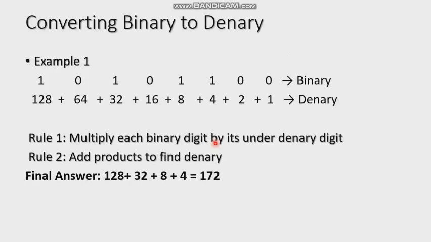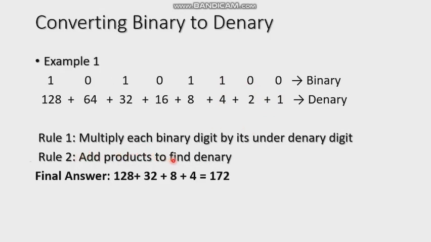Okay, so converting binary to denary, example 1. So rule number 1, you have to multiply each binary digit by its denary place value. So you multiply the binary number with the denary digit. 0 multiplied by 1 will give you 0. 1 multiplied by 4 will give you 4. So whichever gives you a decimal number, you write it down.